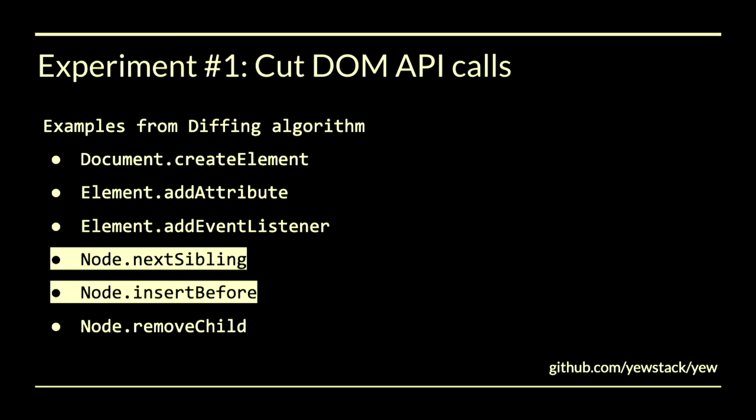This is what's called a hot path. We call these functions for every single diff that we do. It happens a lot of times. So the idea is that we could cut this in half, and we should see some savings.